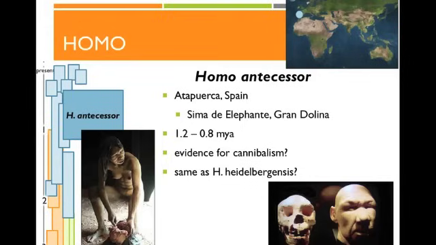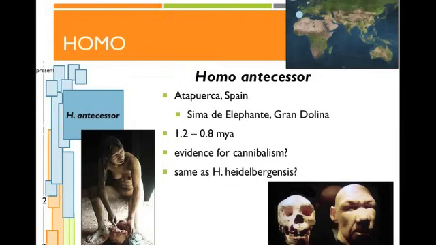We don't know why antecessor would have cannibalized members of their own species. In the modern world, cannibalism happens because of food scarcity in times of major crisis, sometimes for ritual reasons. So it's impossible to tell just from the cut marks found on these bones what the impetus was for cannibalism, but it does appear to have happened at least occasionally.